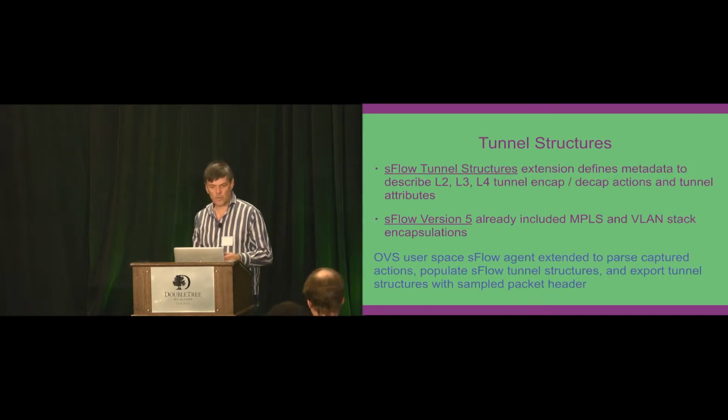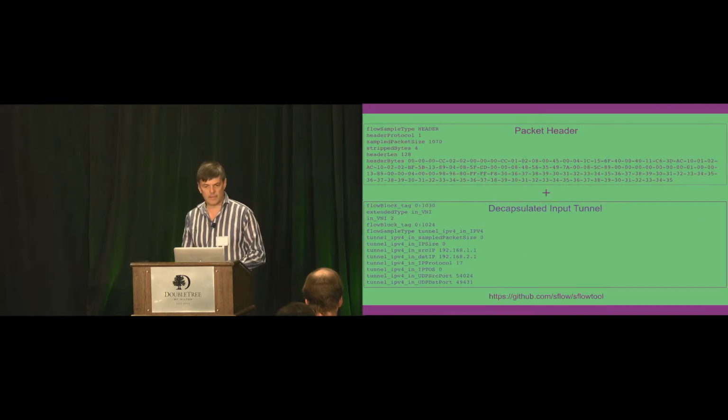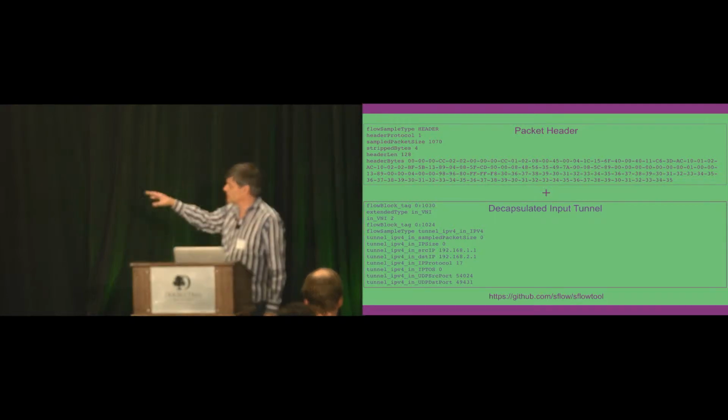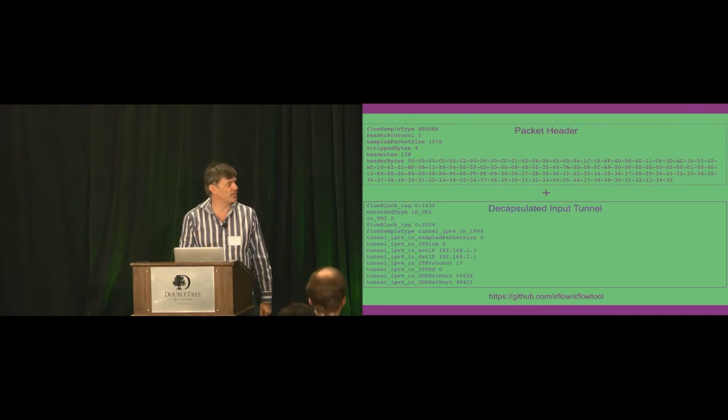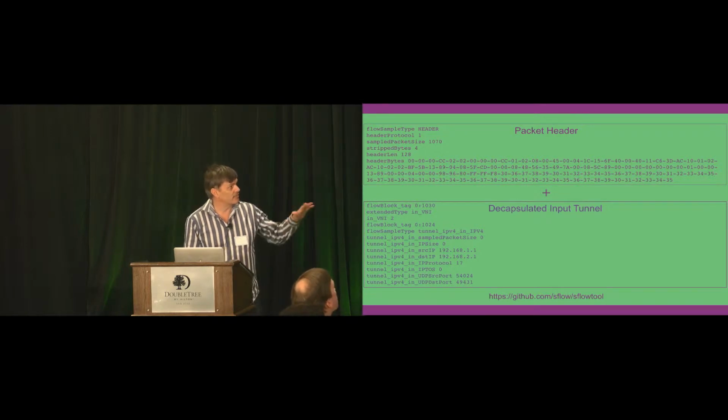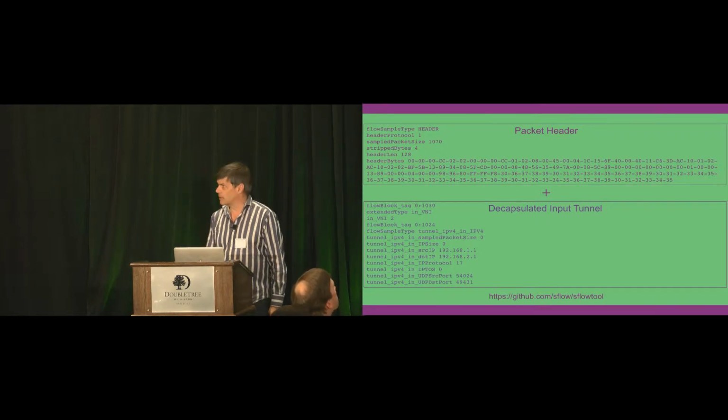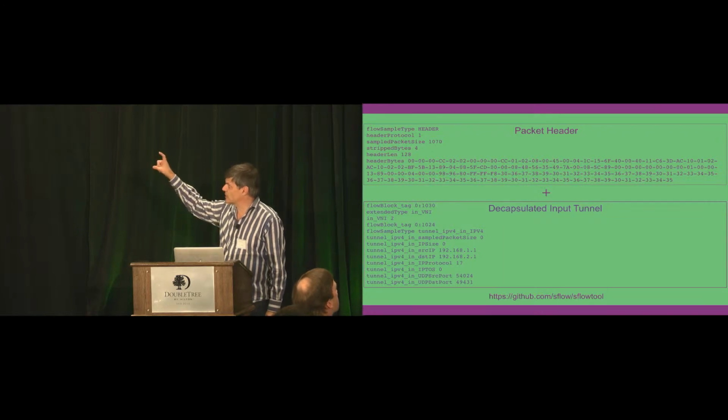So basically what's going to happen is the actions are going to come up with the packet header. The user space agent has now been enhanced to parse those actions and populate the SFlow structures. And this is what it looks like. This is a decoded SFlow datagram using the open source SFlow tool. It's basically a command line SFlow pretty printer. And so if you're doing anything with SFlow, I'd recommend you have it in your toolbox, since it's a very good diagnostic tool. But what you can see is you have the packet header at the top there.